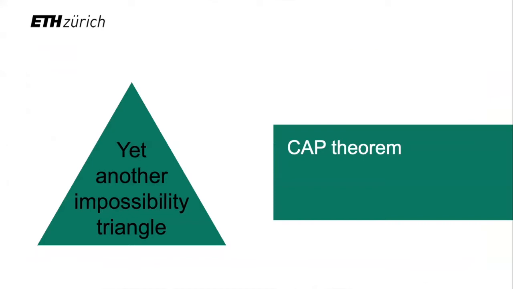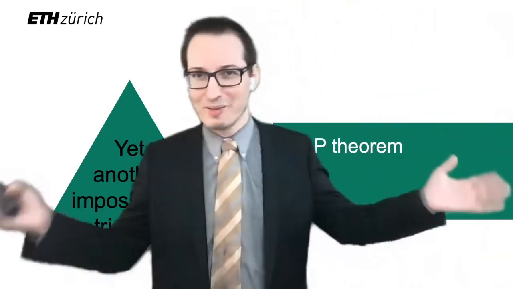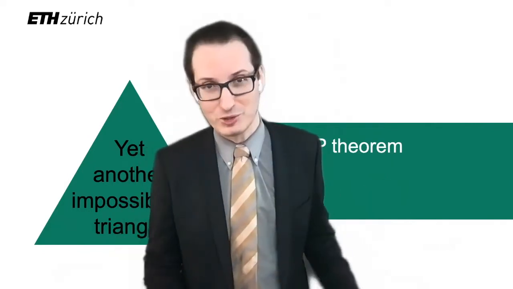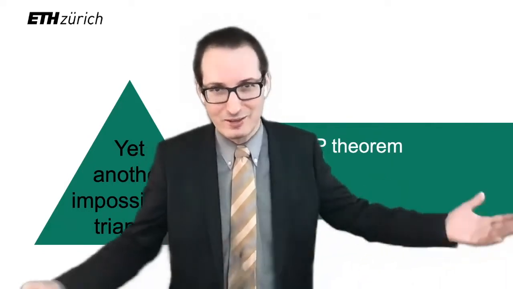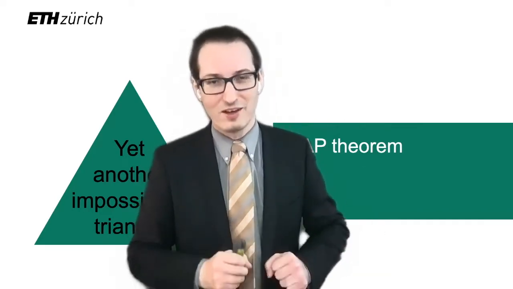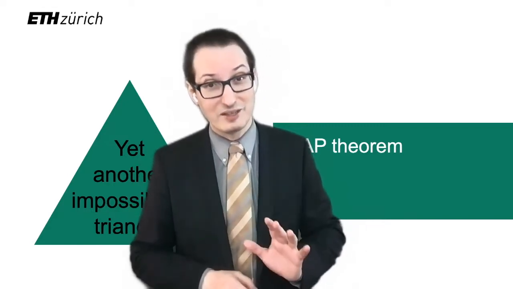So the CAP theorem. The CAP theorem is an impossibility triangle. There are plenty of them that you find on social networks, where you cannot have three things at the same time. They just don't exist. So you have to pick two, and the third one you need to give up. So what are these three things that we cannot have together, and we need to give up one of them in the big data world?